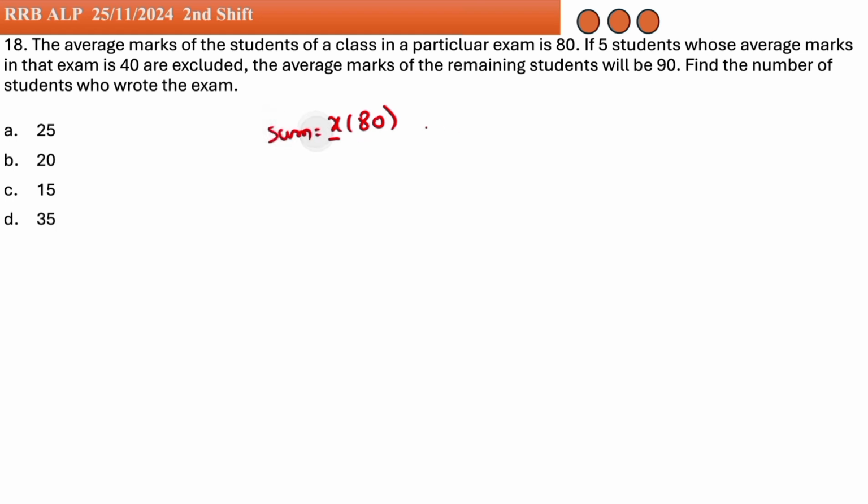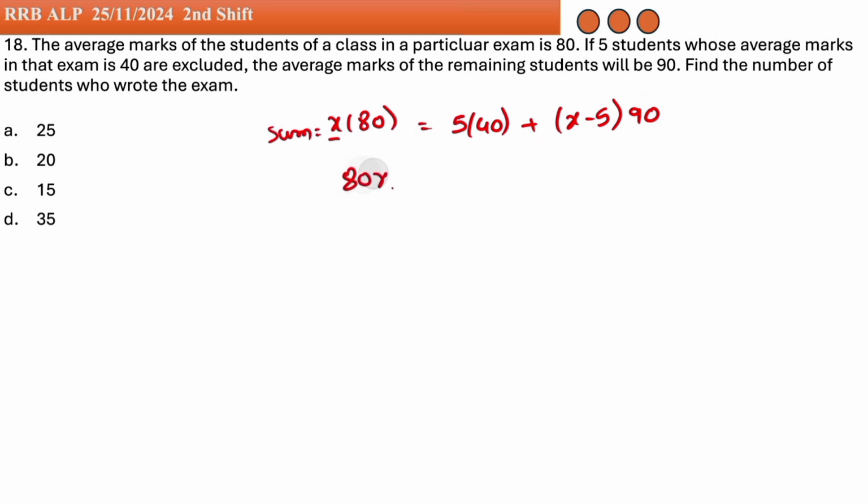This sum should be equal to the 5 students whose average marks in that exam is 40 excluded. If 5 students are excluded of average marks 40, then remaining will be x minus 5 students. Their average is 90. So this sum should be equal to x into 80 sum.